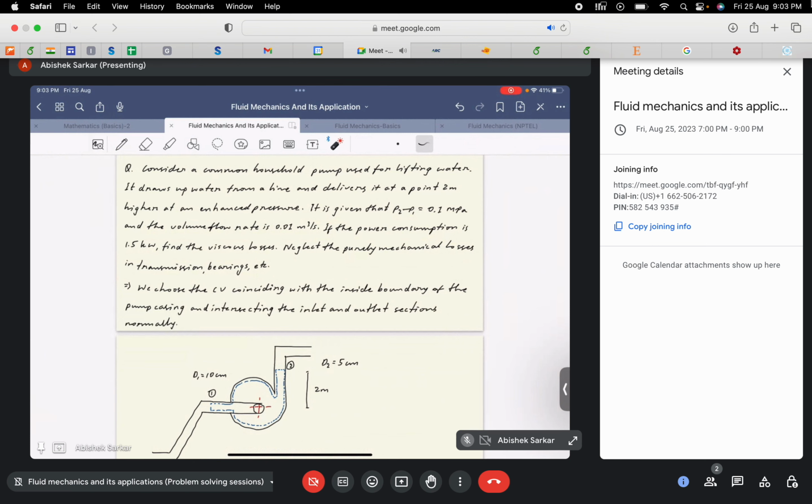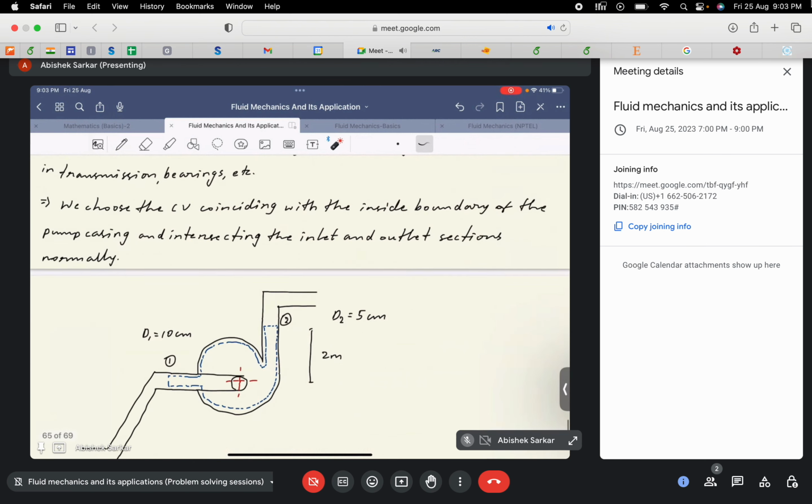Okay, so here for the current scenario, we choose a CV coinciding with the inside boundary of the pump casing. This is the CV that we are going to choose, shown by this blue dotted line, and intersecting the inlet and outlet at the sections normally. Okay, so inlet and outlet.